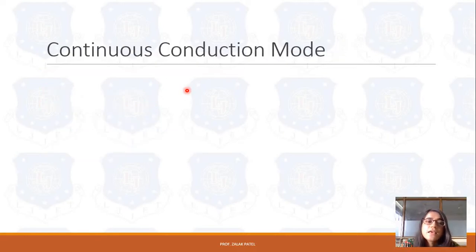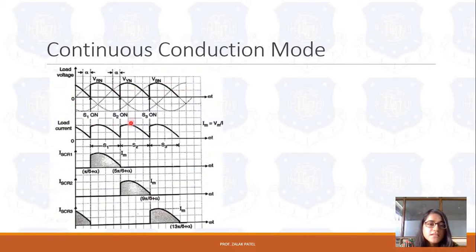First we take the case of continuous conduction mode. So in the continuous conduction mode, you can see the load voltage waveform and here the load current waveform. In both the cases, you can see that load voltage or load current cannot go to the 0 point. It will start conducting again. After S1 operation stops, then S2 will start conducting. Same way, after that S3 will start conducting, and after S3 again S1 will start conducting. Means load voltage will never go to 0 in this continuous conduction mode.